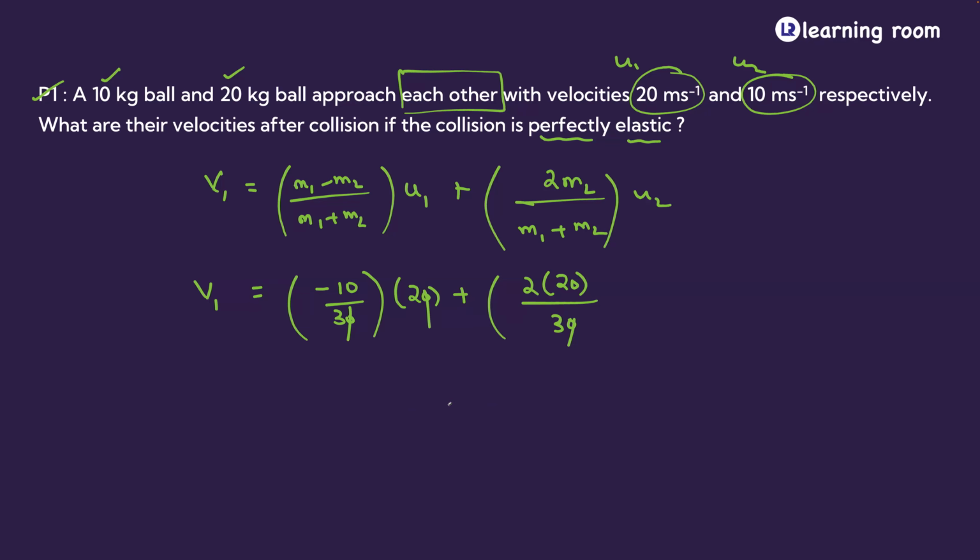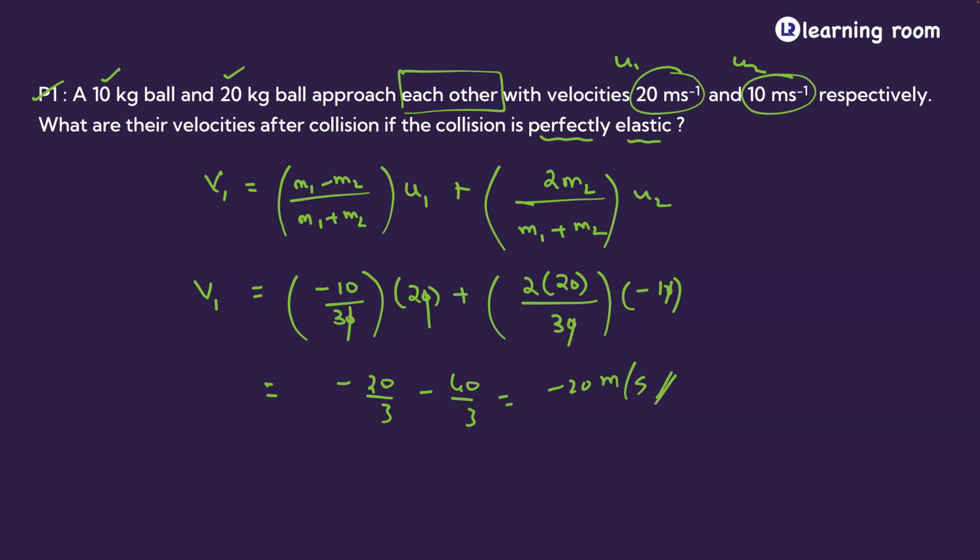So 20 by 3 into u2 should be minus 10, no? So the 10 is gone. So how much will it be? Minus 20 by 3 minus 40 by 3. It is minus 60 by 3, which is minus 20 meter per second.